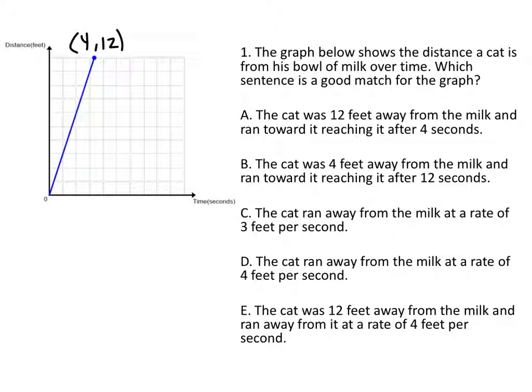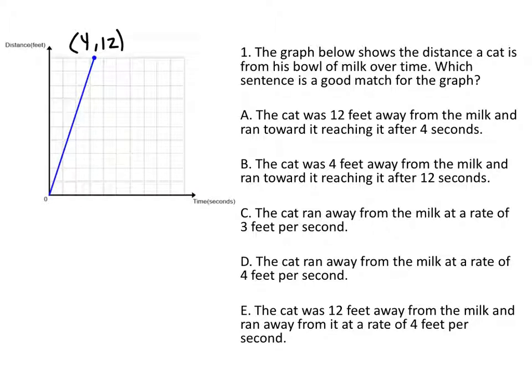And Part E, the cat was 12 feet away from the milk and ran away from it at a rate of 4 feet per second. All right, take a minute with your neighbor and discuss which of these five would best represent this graph. Let's go through this one.